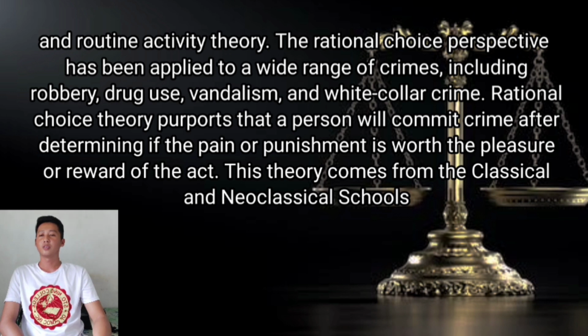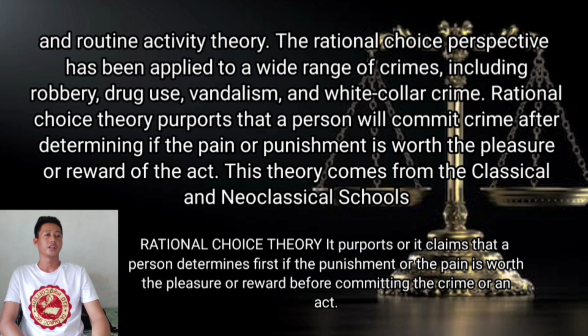Rational choice theory reports that a person will commit a crime after determining if the pain or punishment is worth the pleasure or reward of the act. This comes from the classical and neoclassical school. Rational choice theory purports, or claims, that a person determines first if the punishment or the pain is worth the pleasure or reward before committing the crime or an act.